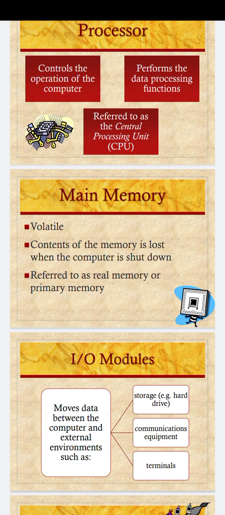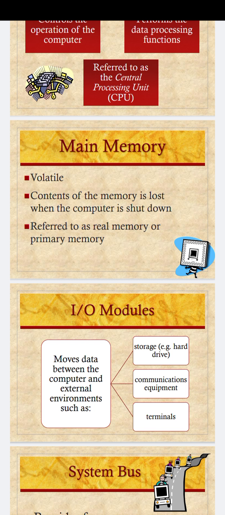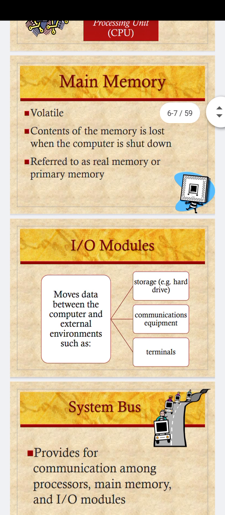Main memory is volatile, meaning when electricity is lost, all the data and instructions are lost. The content of the memory is lost when the computer is shut down. Main memory is referred to as real memory or primary memory.